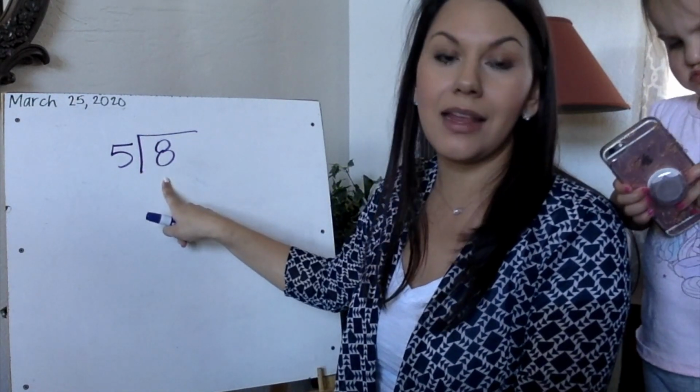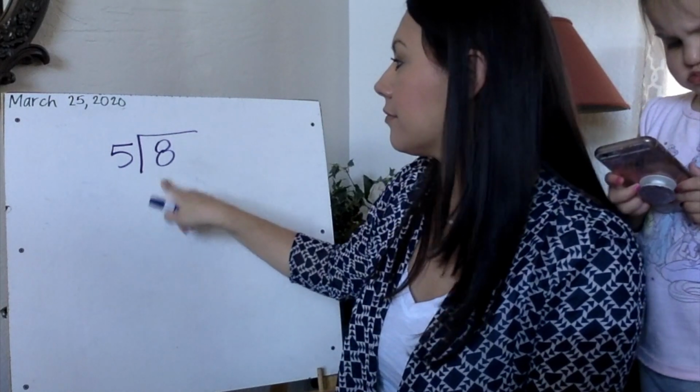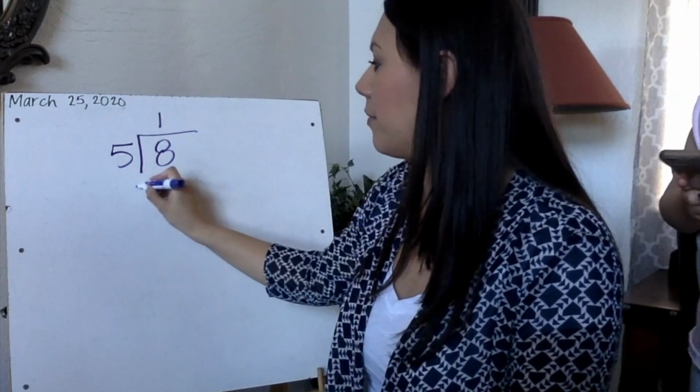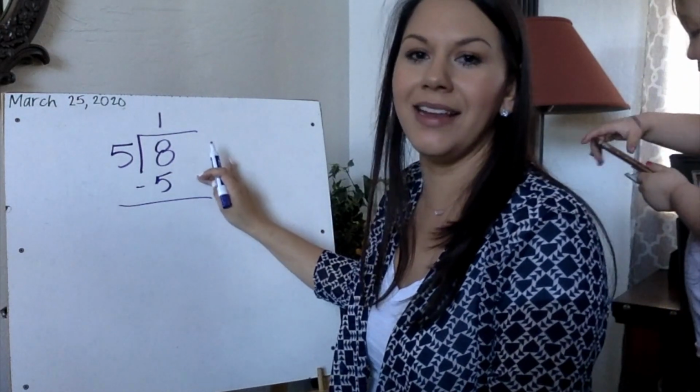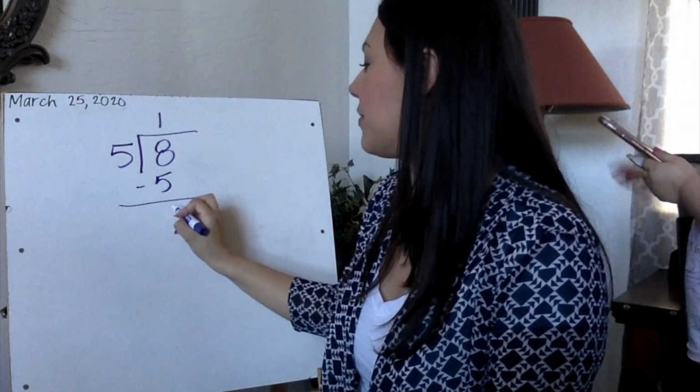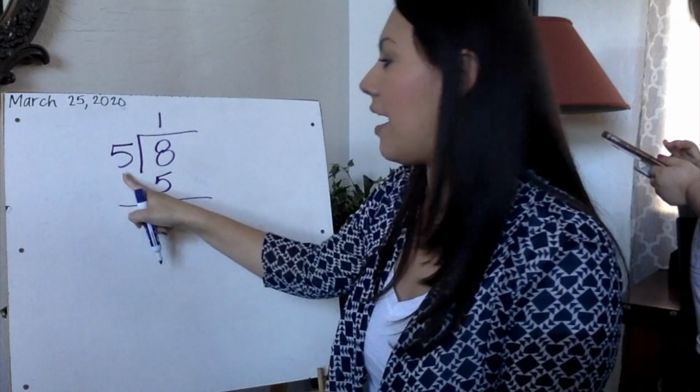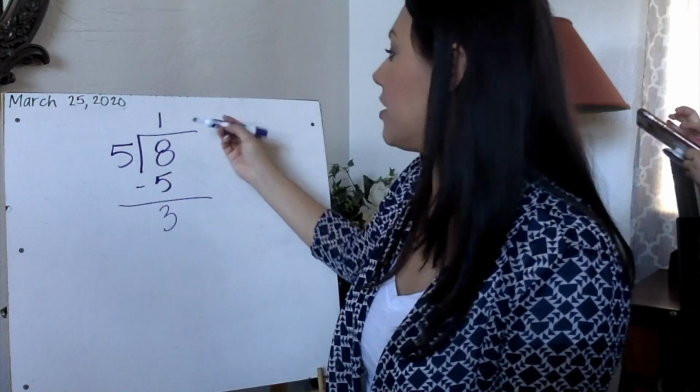5 goes into 8 how many times? 1 whole time. So I'm going to subtract 5. 8 minus 5 is 3. 5 does not go into 3, so that's going to be my remainder.